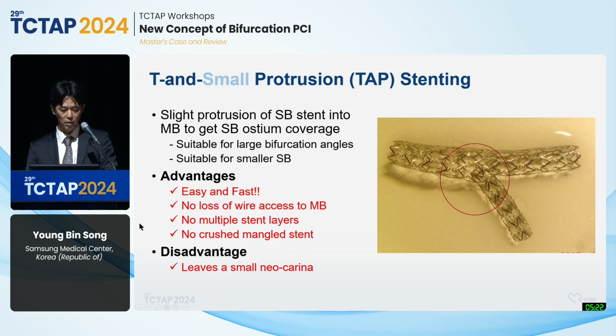others. It's easy and fast, and no loss of wire access to main branch during procedure, and no multiple stent layers, and no crushed mangled stent. The only disadvantage, I think, is leaving a small neocarina.